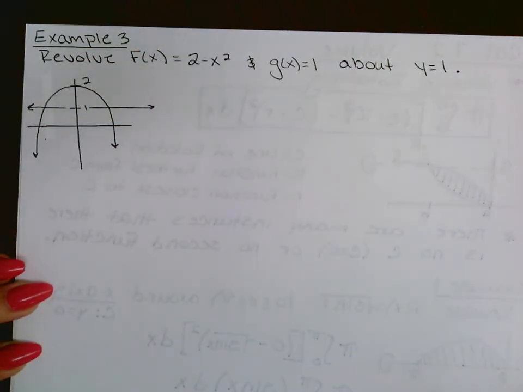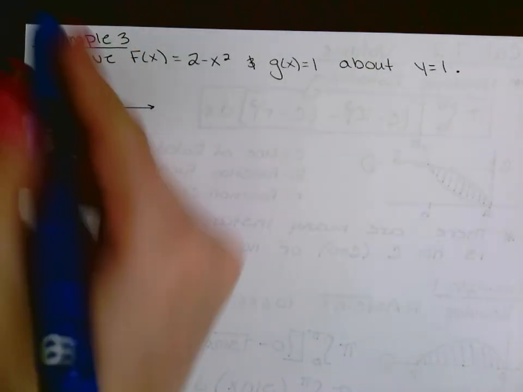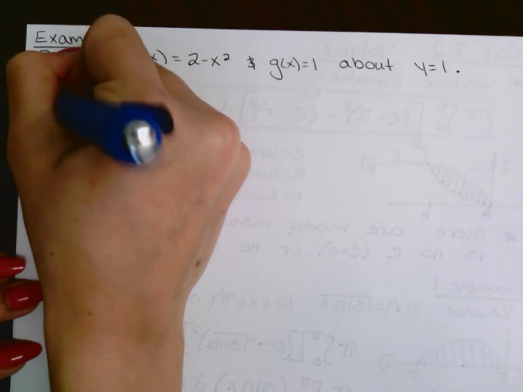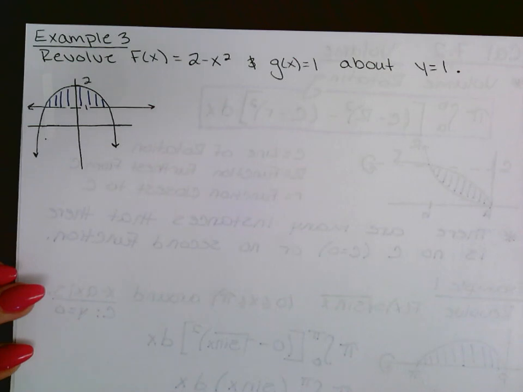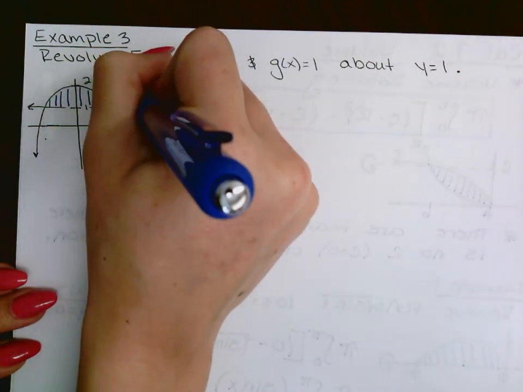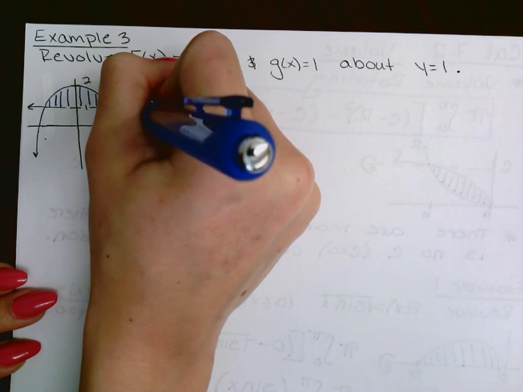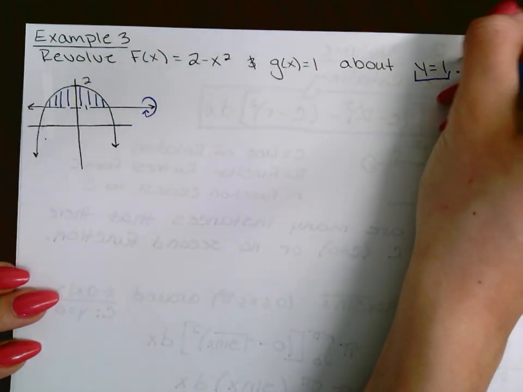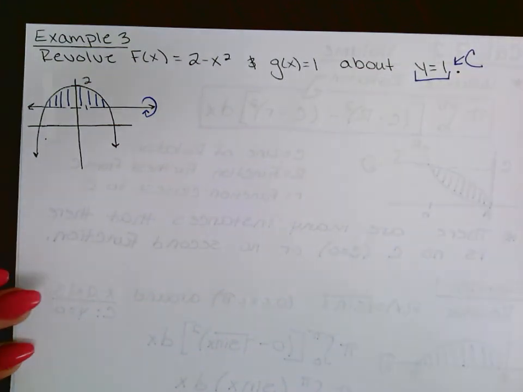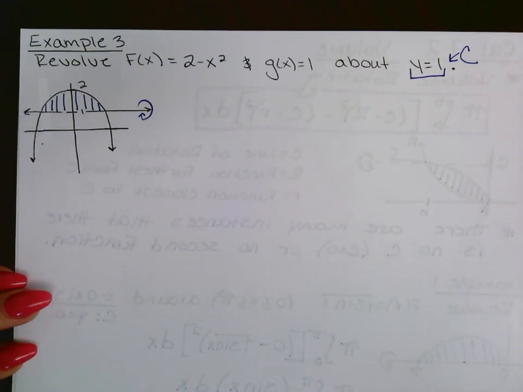Okay? So can you see that the bounded region is right in here? Okay? And then it says to revolve around y equals 1. That y equals 1 is my C. Okay? Now, let's start setting up our equation.